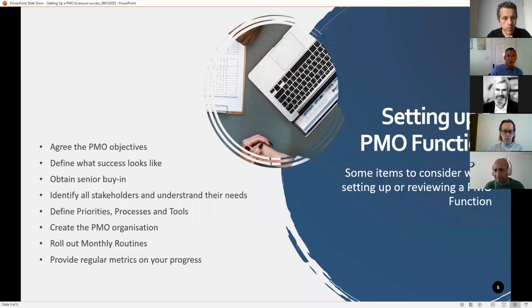So we've talked about the benefits and what a PMO function is. I now wanted to talk about how to set up a PMO function, and we've touched on bits of this as we've gone through the slides, but it's really important at the beginning to agree the PMO objectives. If you're going to a senior manager or executive and saying, I think we need a PMO function, or even if they're coming to you and saying, hey, I'd like you to set a PMO function up for us, understand what it is they want.